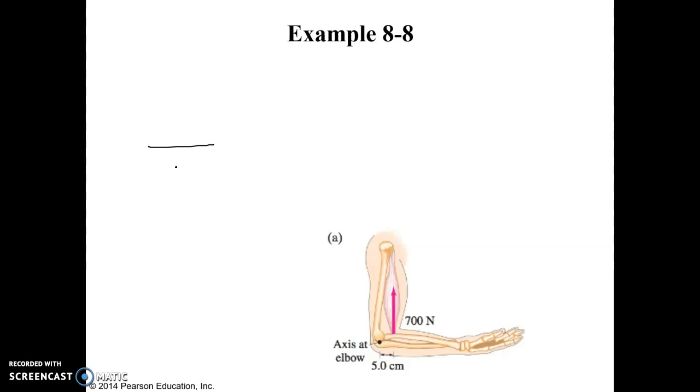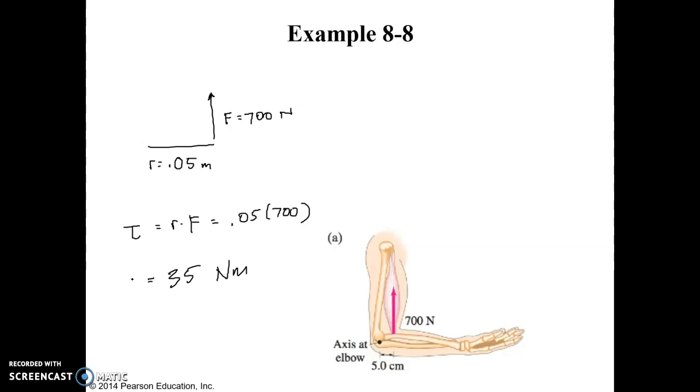So we've got 0.05 meters. Let me get rid of that line. Okay, there we go. 0.05 meter is the distance, or the radius. The force is 700 newtons. And so torque is equal to this radius times force. And so that's going to be 0.05 times 700, which equals 35 Newton meters.